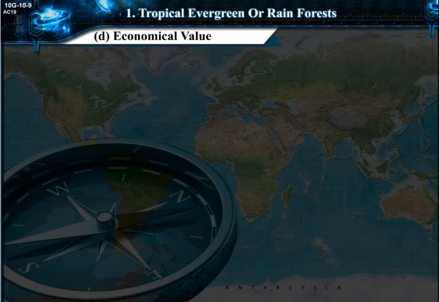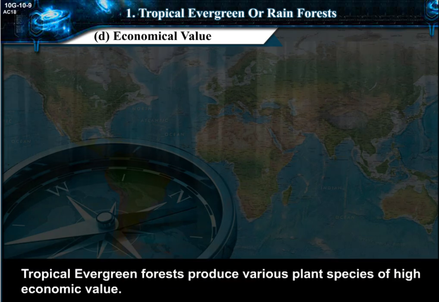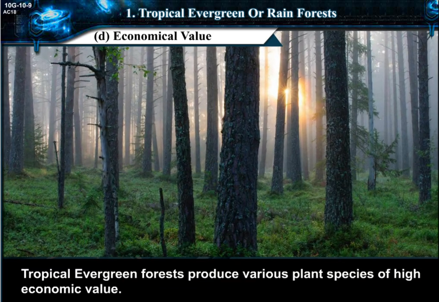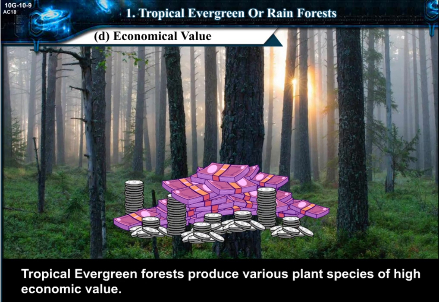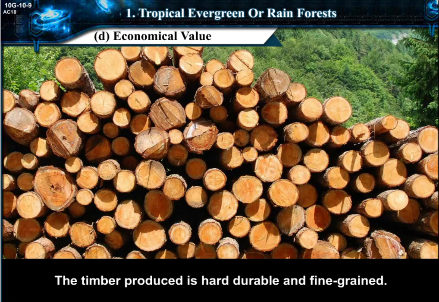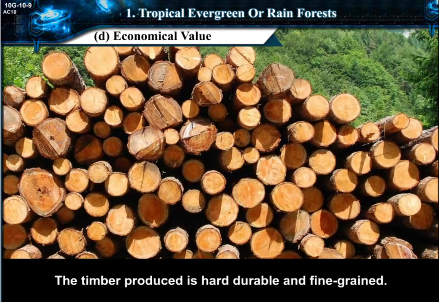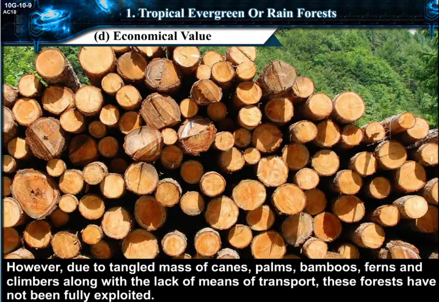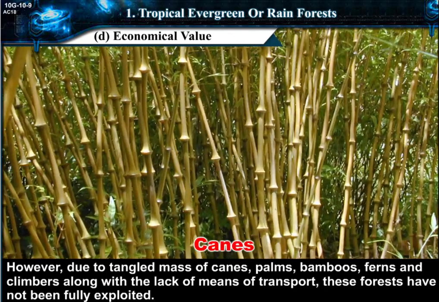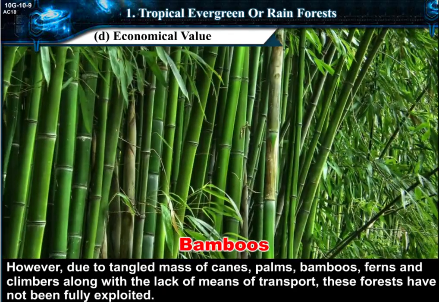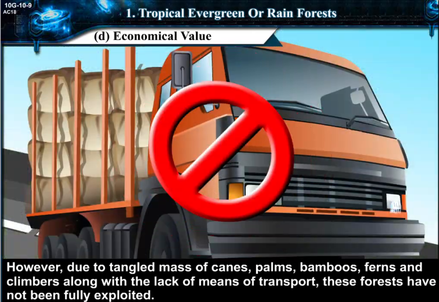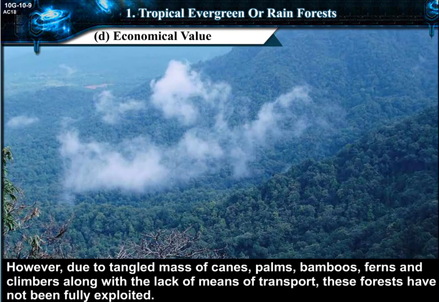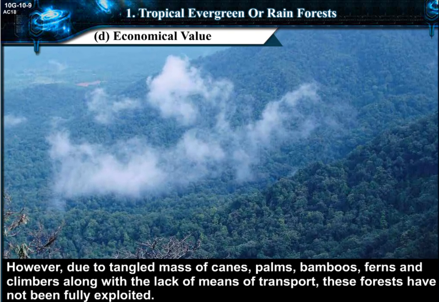D. Economical value. Tropical evergreen forests produce various plant species of high economic value. The timber produced is hard, durable, and fine-grained. However, due to the tangled mass of canes, palms, bamboos, ferns, and climbers, along with the lack of means of transport, these forests have not been fully exploited.